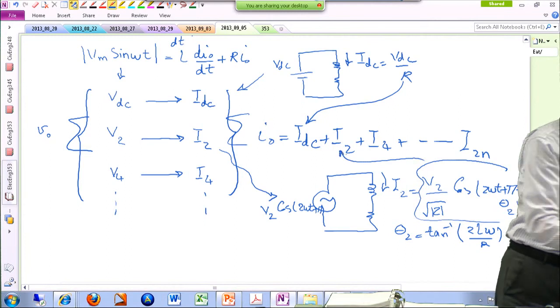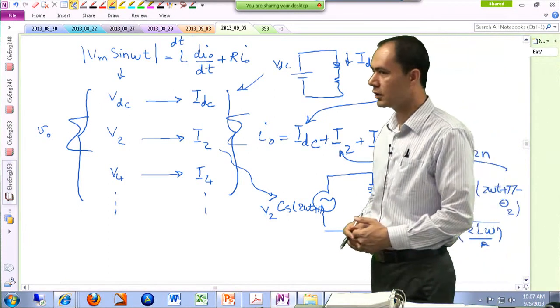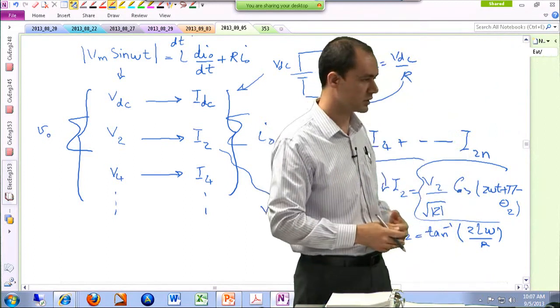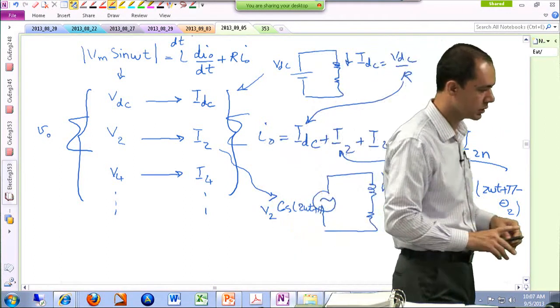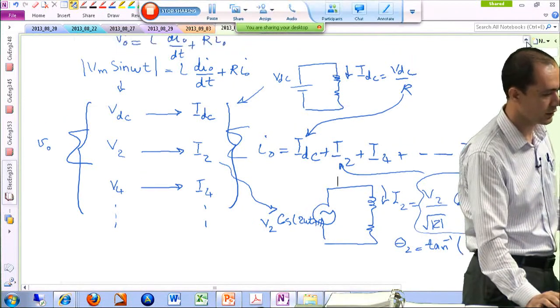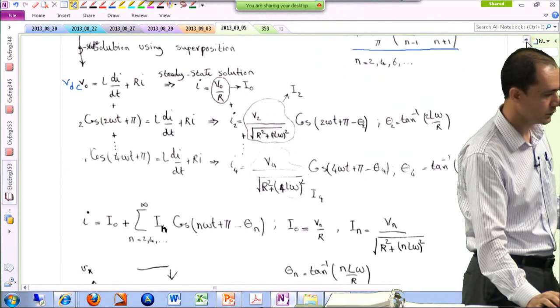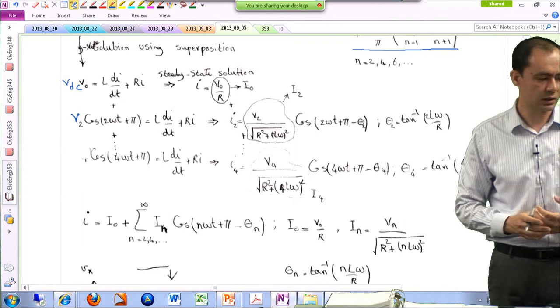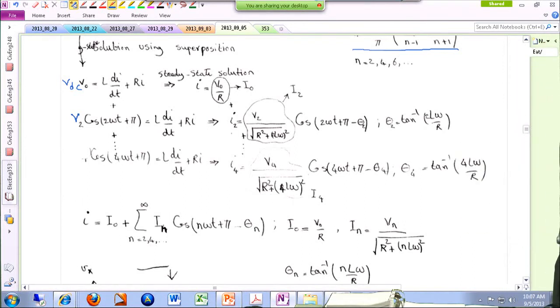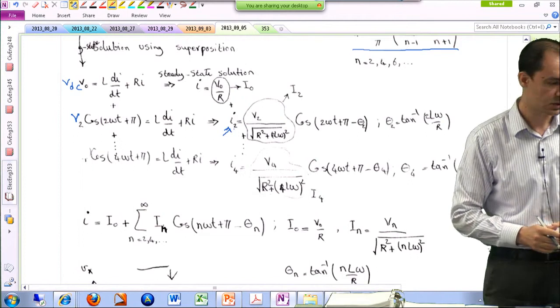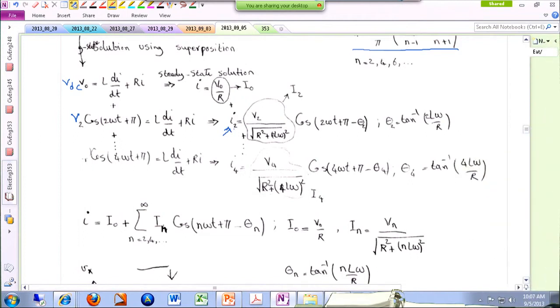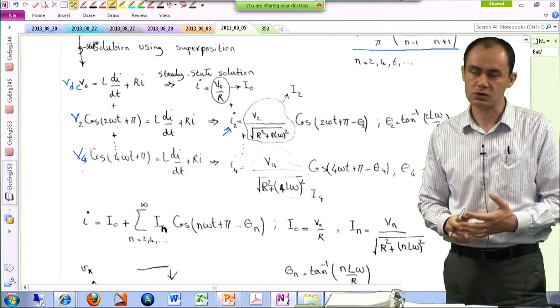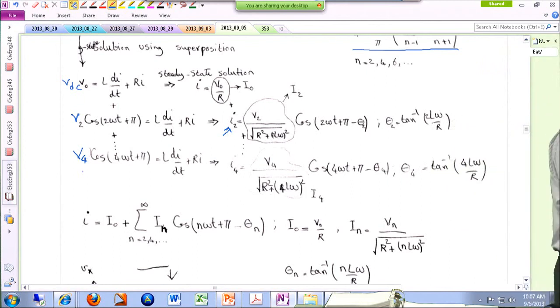Okay, so this whole thing is your I2. Then repeat that for n equals 4, that's going to be your I4. Then repeat that for n equals 6, this is going to be I6. Then add them all up with each other. So the note that I have up here is actually doing that. So for instance, I'm exciting the system with V2 times cosine of 2 omega t plus pi, and then find the corresponding current response. And then another time I am exciting the system with V4 times cosine of 4 omega t plus pi. Then I'm getting this response over here. And you just keep doing that.